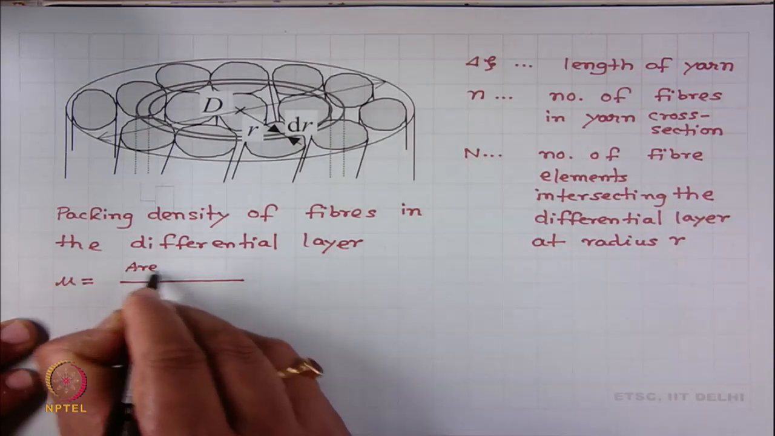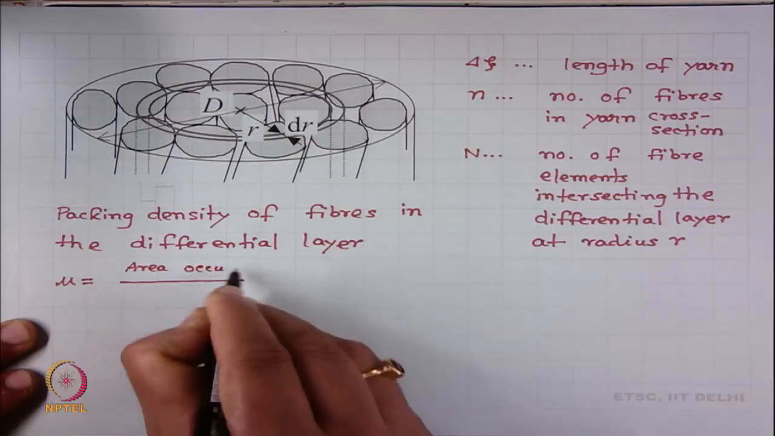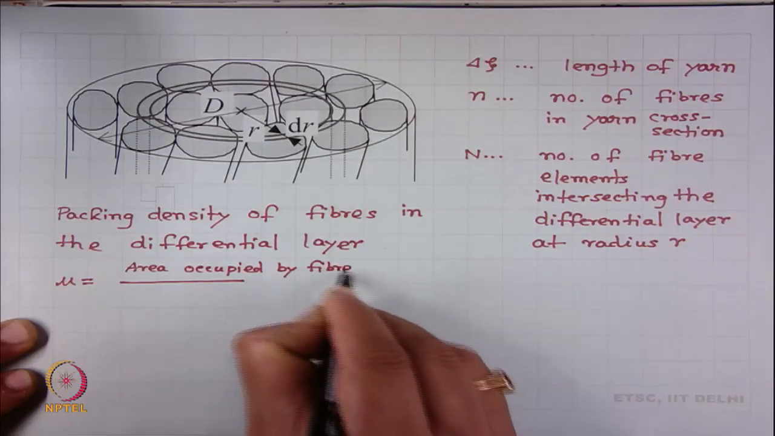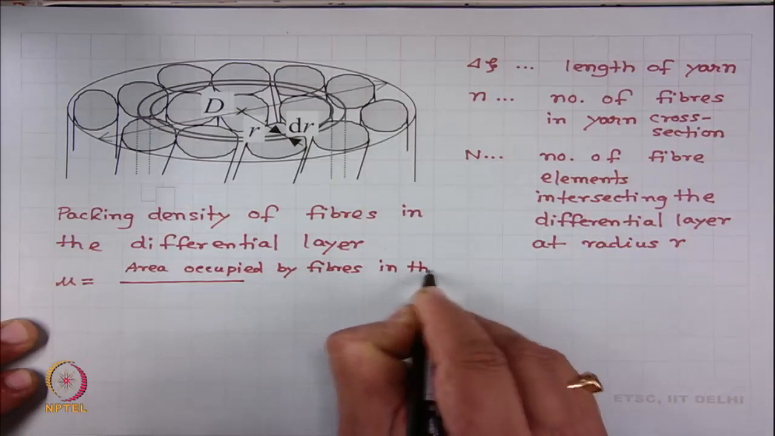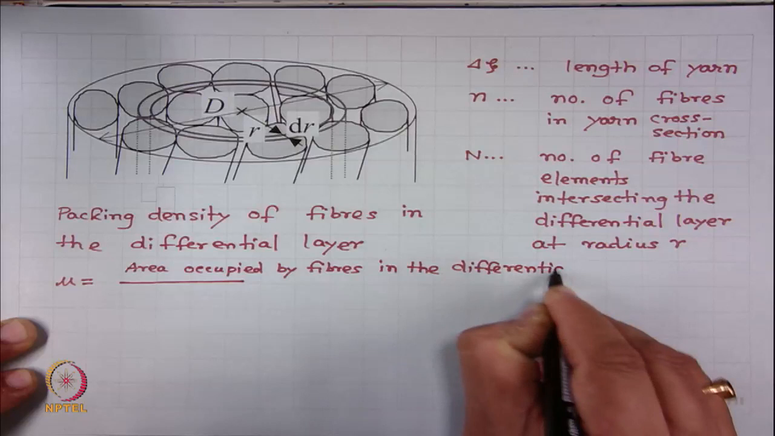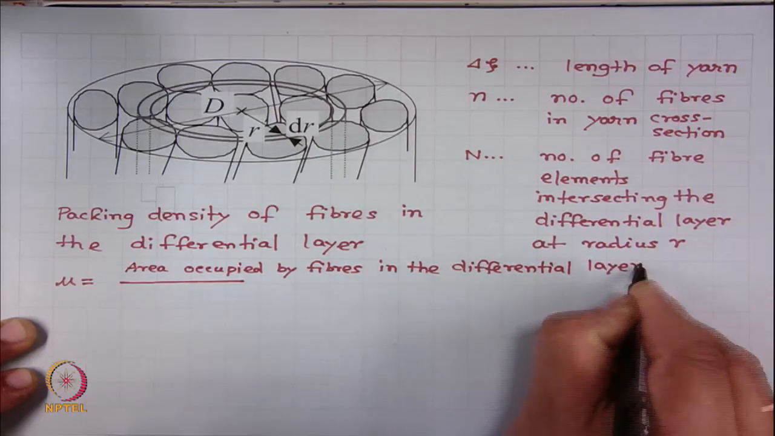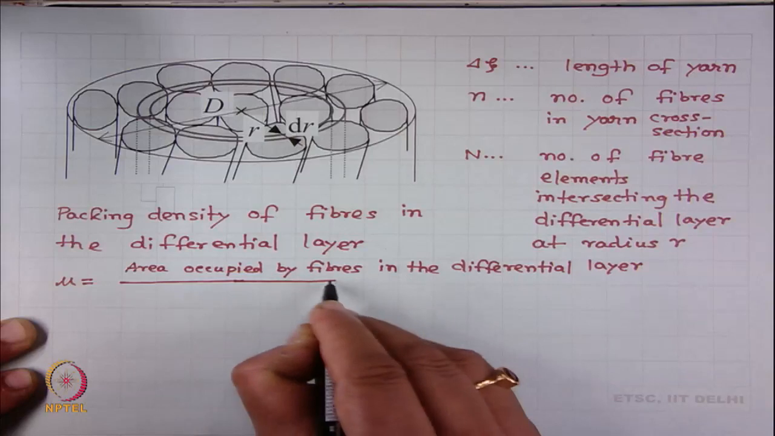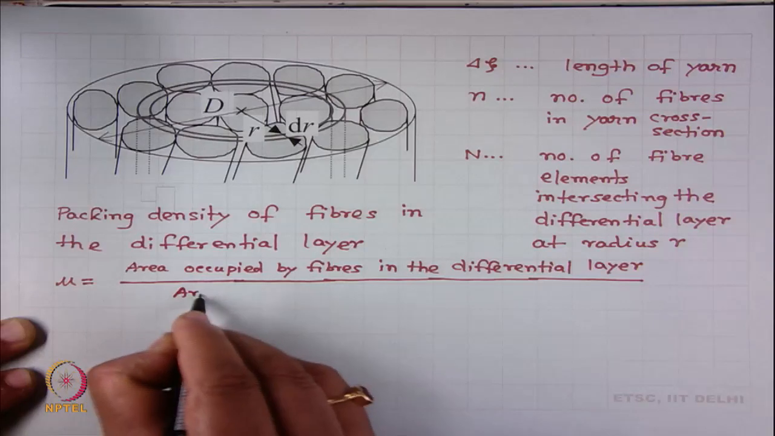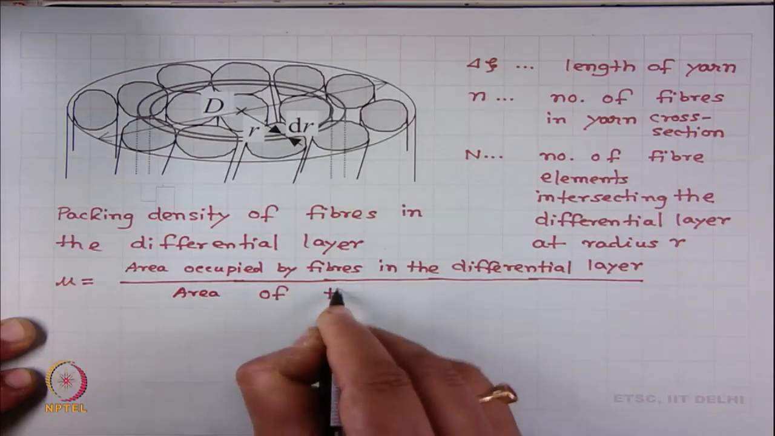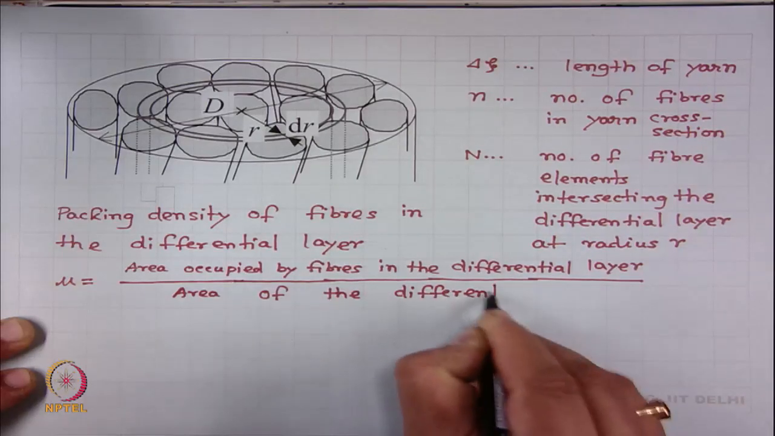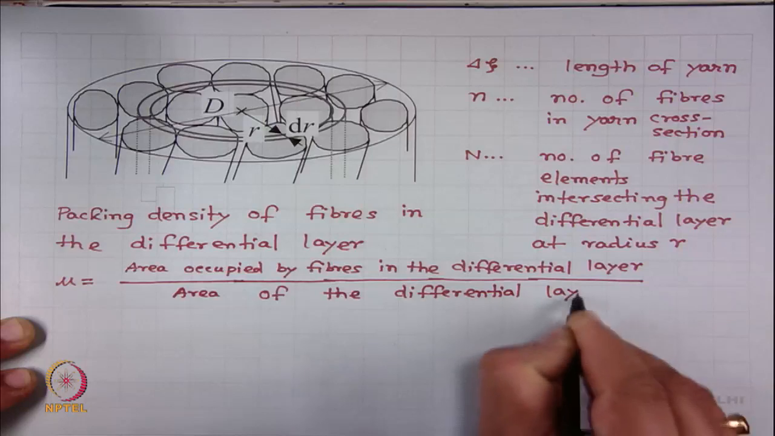Area occupied by fibers in the differential layer divided by area of the differential layer.